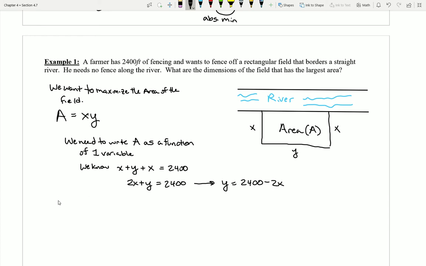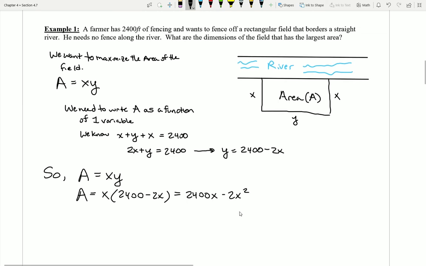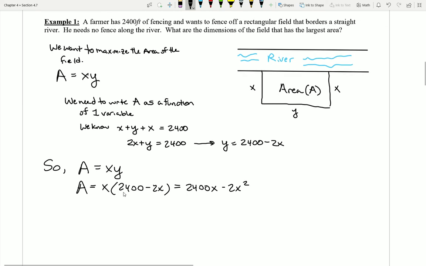And so now we can update the value of A. I can now say that the equation A, which was x times y, could be rewritten as x times (2400 minus 2x). Or that's the same thing as saying 2400x minus 2x squared. So now this does look like a function that we've seen in previous sections. And so I can go ahead and think about taking its derivative and seeing where it has mins and maxes.